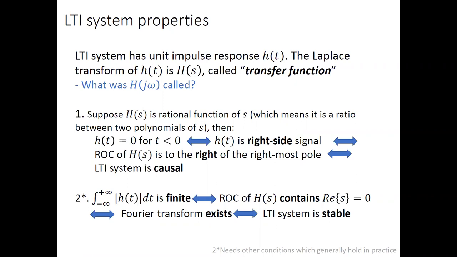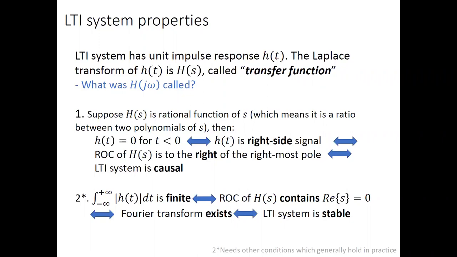So let's suppose H of s is a rational function of s. A rational function means a ratio between two polynomials of s. This is a common format of the Laplace transform of a function. Previously, we always saw that a Laplace transform has a polynomial in the numerator and denominator. Usually, the order of the denominator polynomial is higher than that of the numerator. For that kind of transfer function H of s, we look at its relationship with the LTI system property.